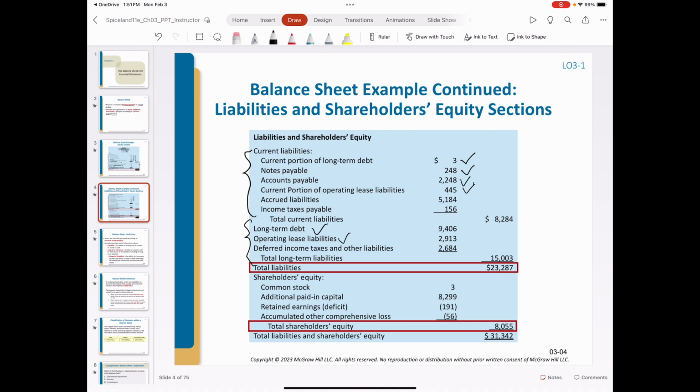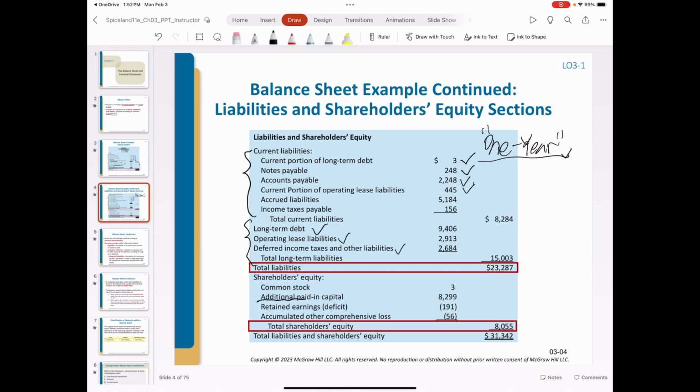Long-term liabilities include long-term debt, operating lease liability, deferred income tax, and other liabilities. These debts or liabilities will be settled or paid off over more than one year. For assets and liabilities, whether they are current or long-term depends on the one-year cutoff. Usually it is one year or one operating cycle, whichever is longer, but for most companies the operating cycle is less than one year, so generally we use one year as a cutoff.